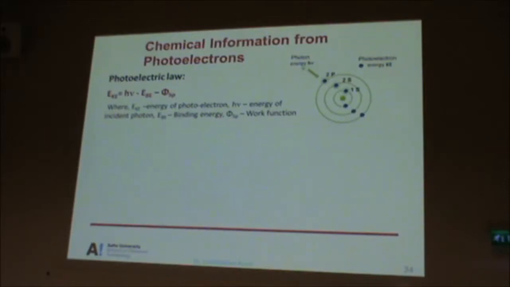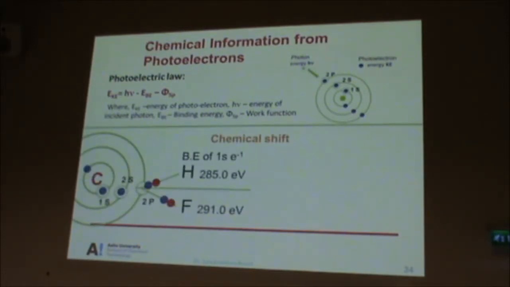So the electron comes out with the kinetic energy, and the kinetic energy is equal to the initial energy of the photon minus the binding energy. It's that simple. Now, if you take an atom, okay, let's say you take a carbon atom that's bound to a fluorine. You take a carbon atom, let's say it's bound to hydrogen. We compare these two situations.